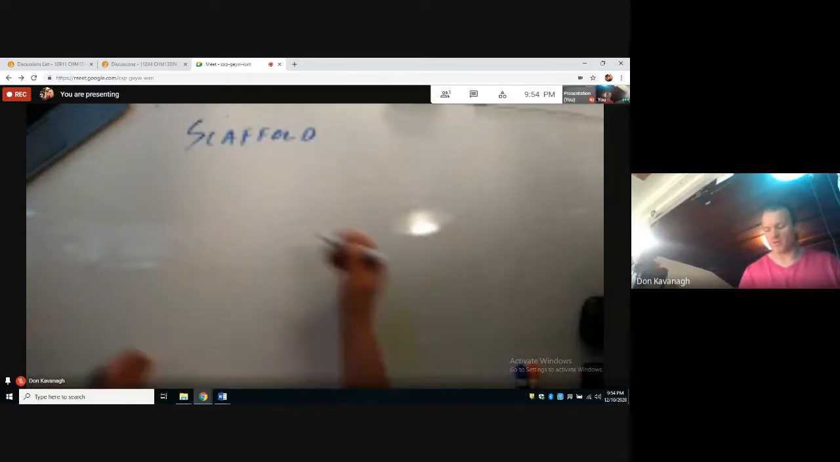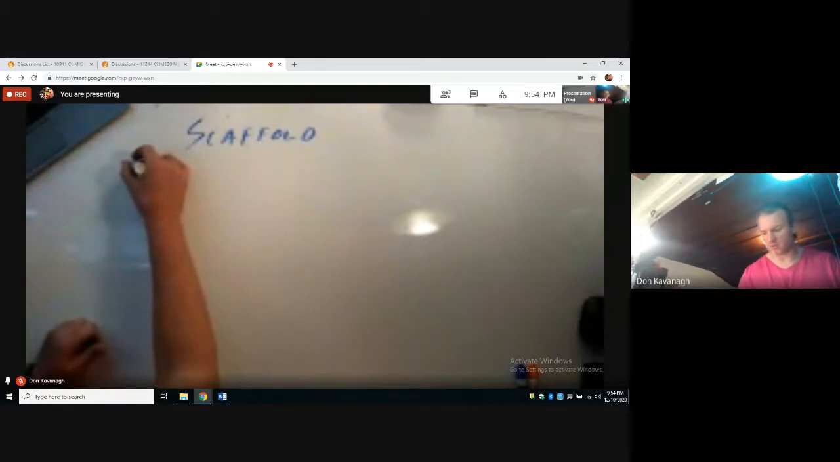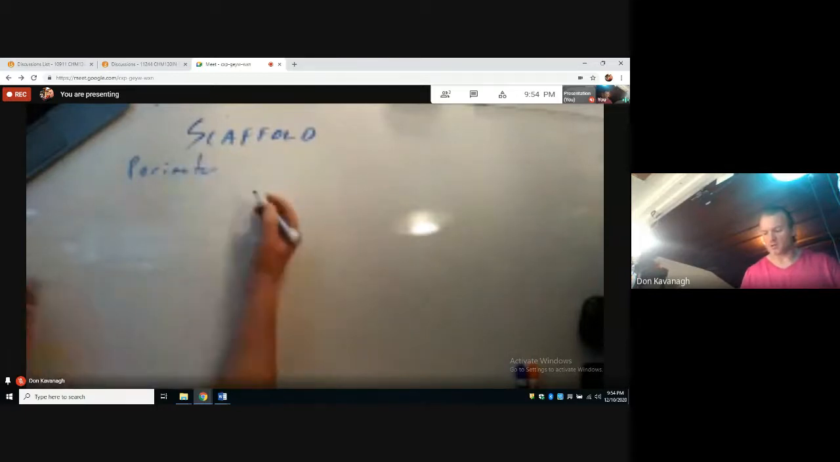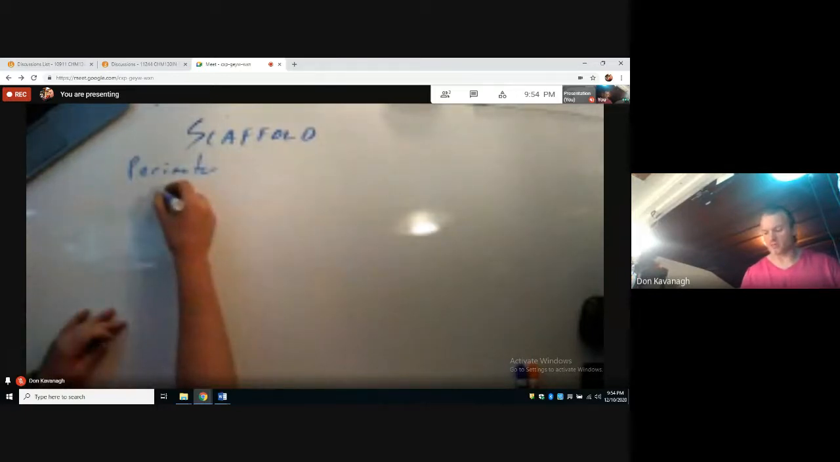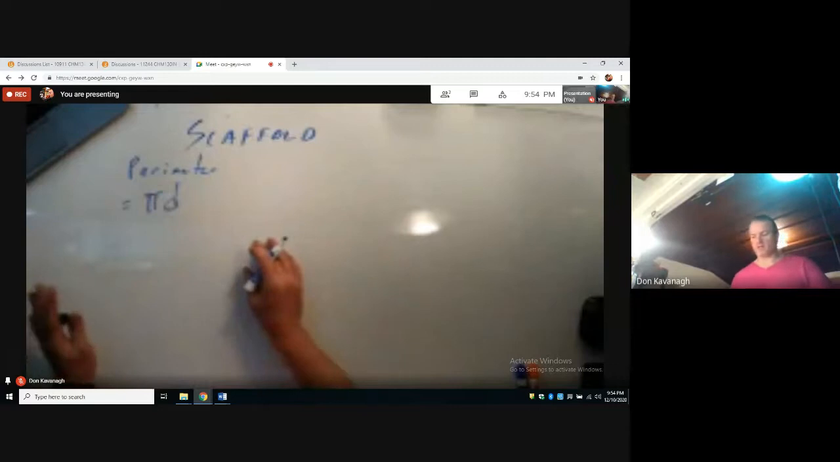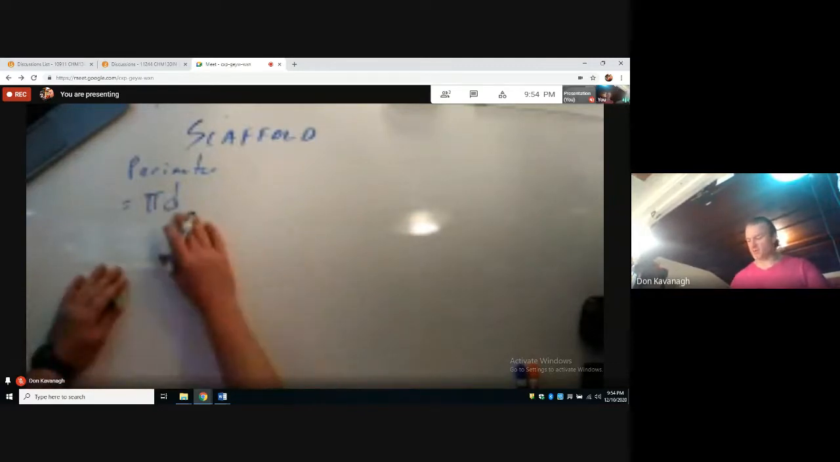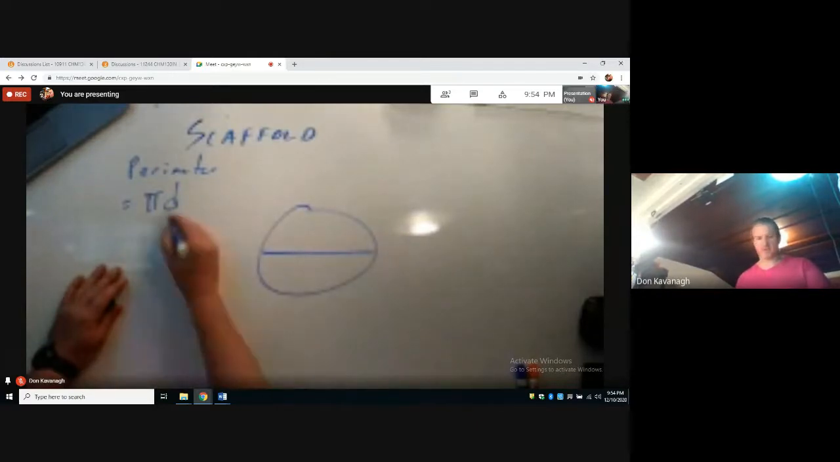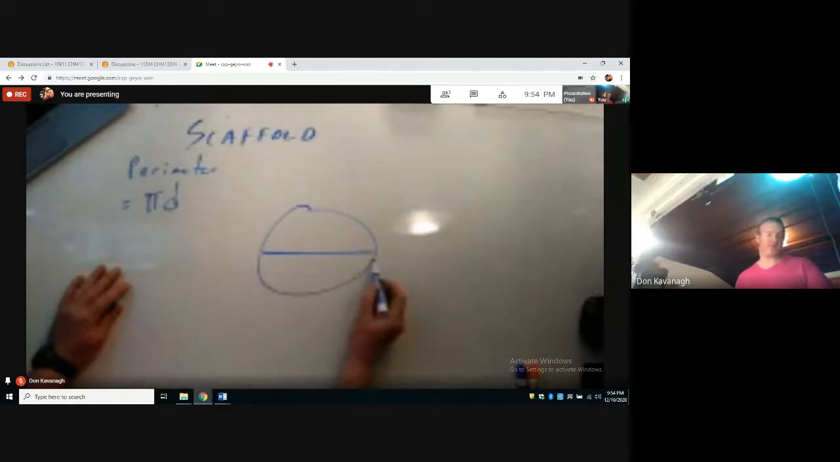For the perimeter of a circle, we can use the term pi d, which represents the perimeter or circumference of a circle right there. D is meant to represent the diameter, two radii stuck together. This length here could be measured by anything. It could be measured in feet, inches, miles. We're just going to keep it in meters.